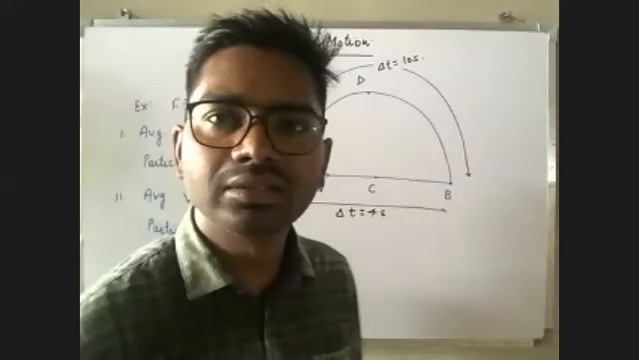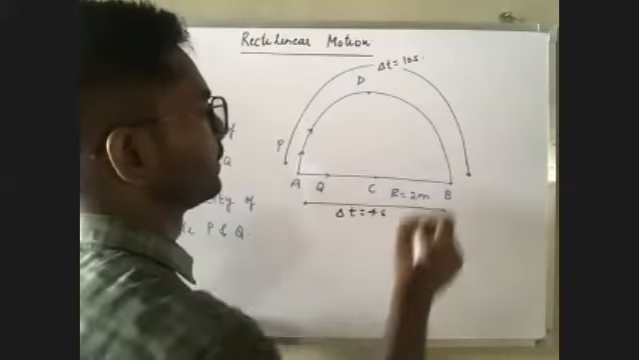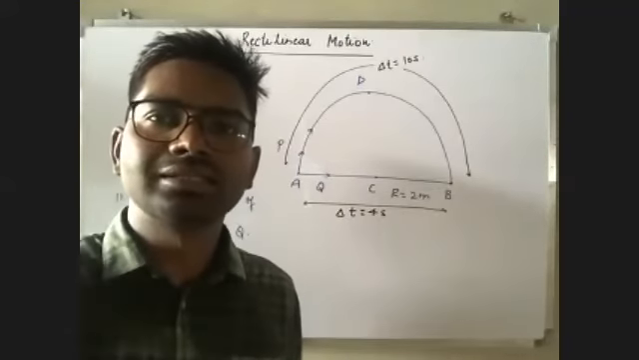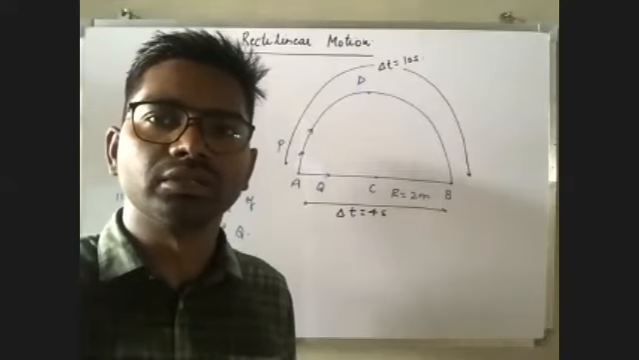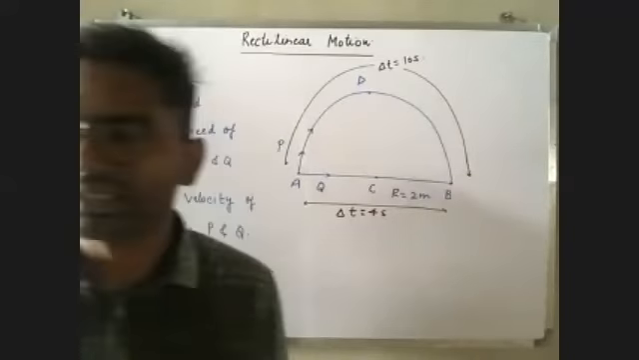The radius of the circle, last time I have taken it, is 2 meter. The same question, radius is 2 meter. Last time I have given it is 2 meter. So everyone try to calculate and let me know what is the answer.